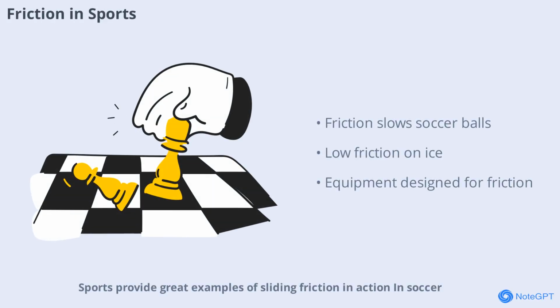Sports provide great examples of sliding friction in action. In soccer, the ball slows down as it rolls across the grass due to friction. In ice hockey, players glide quickly because the ice offers very little friction. Athletes and engineers work together to optimize friction for better performance. Think of special shoe soles for runners or wax on skis for skiers. Understanding how to control sliding friction can make the difference between winning and losing in competitive sport.